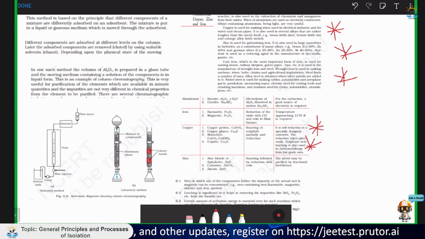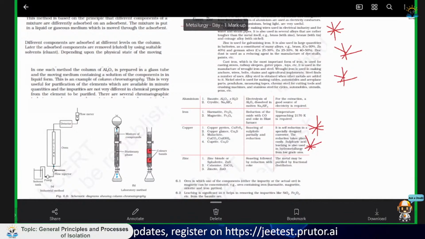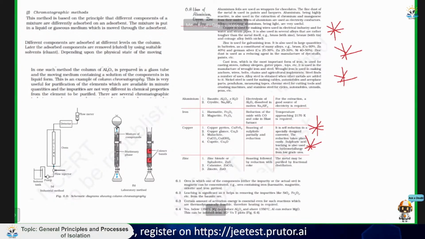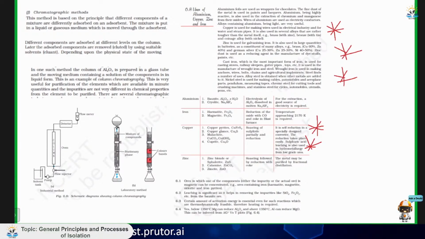Metal may be purified by fractional distillation. Zinc is purified by fractional distillation. Fractional distillation columns. Okay, this is not a fractional distillation column; this is column chromatography in another way. The left diagram is the fractional distillation column. The diagram is a lot similar, fortunately.